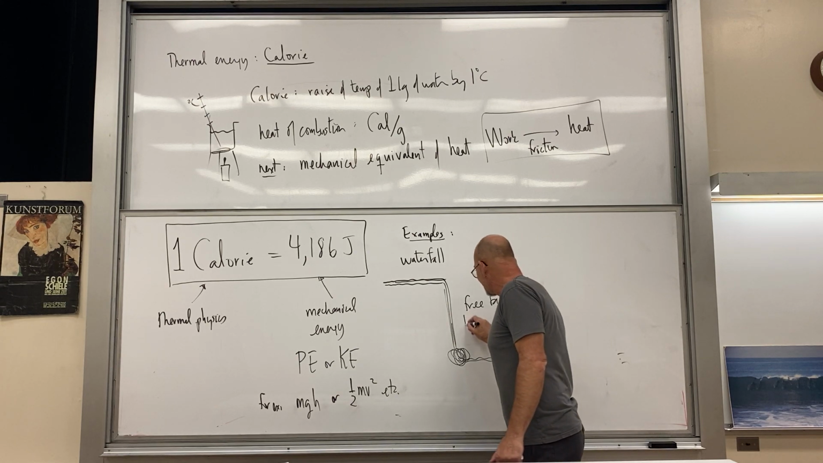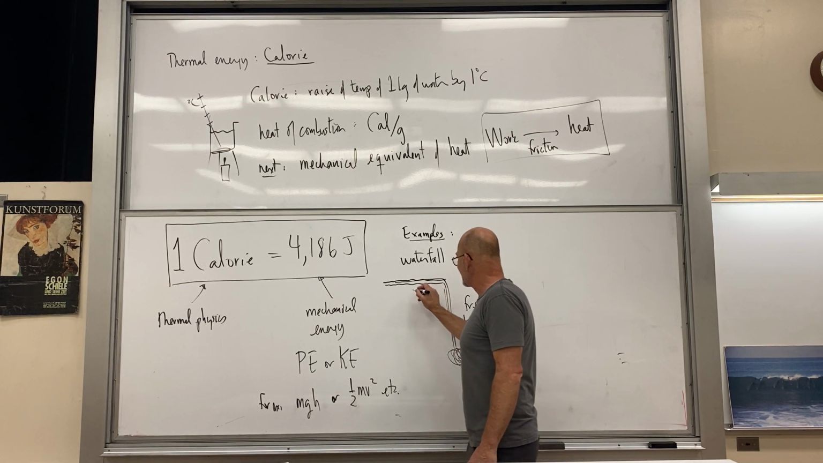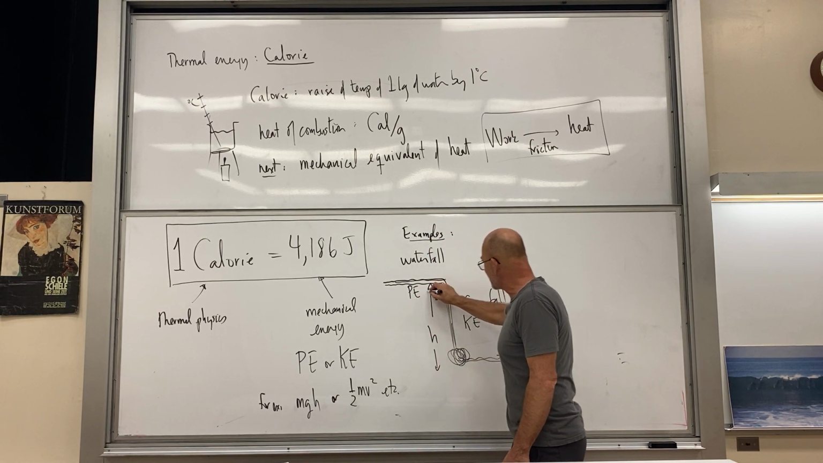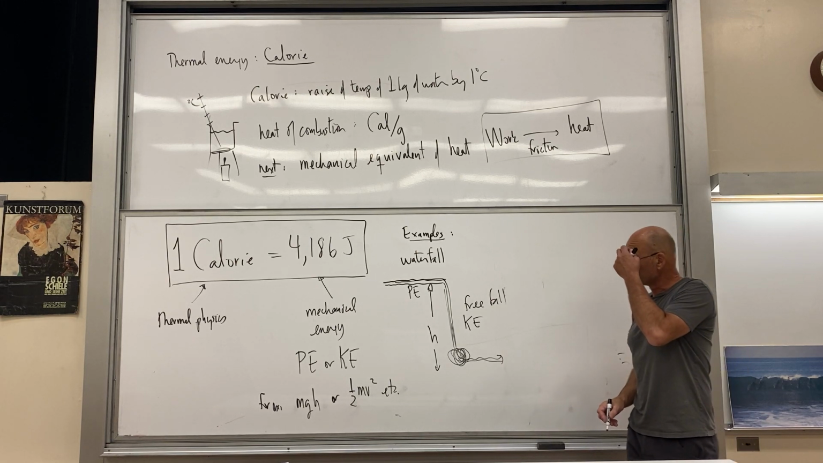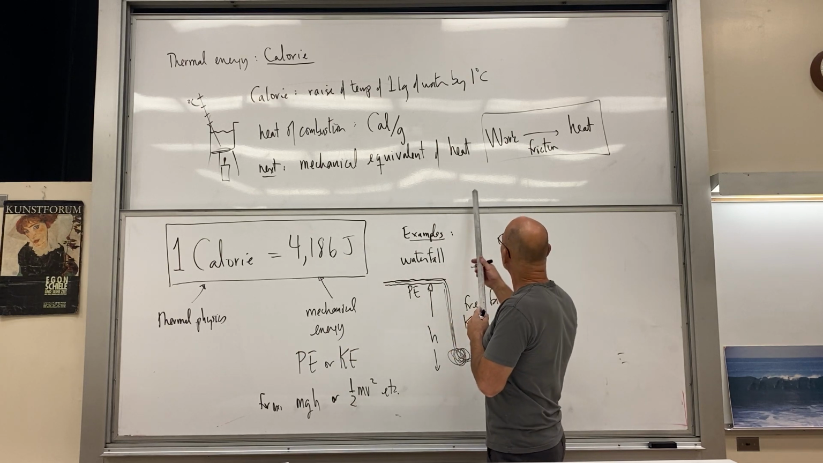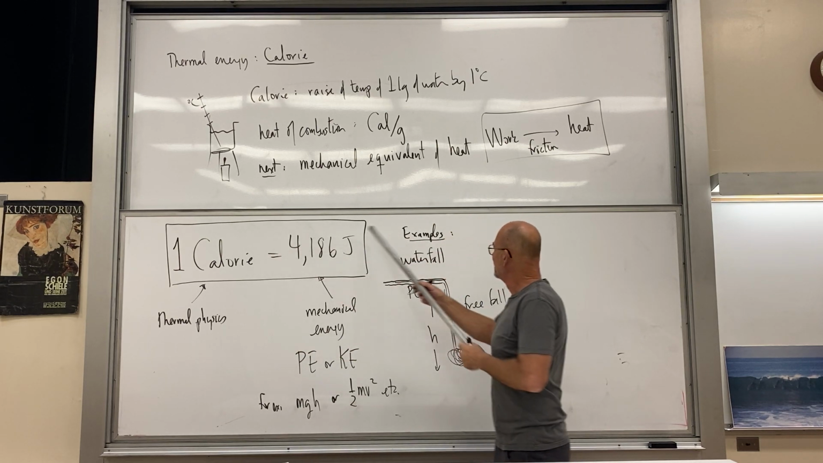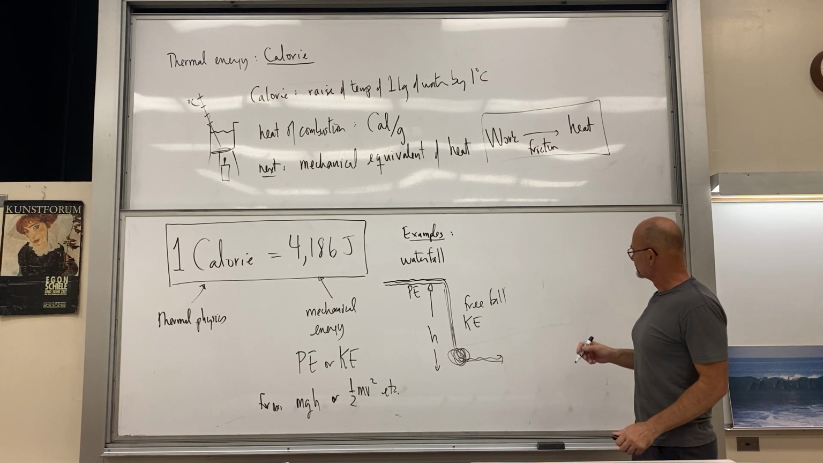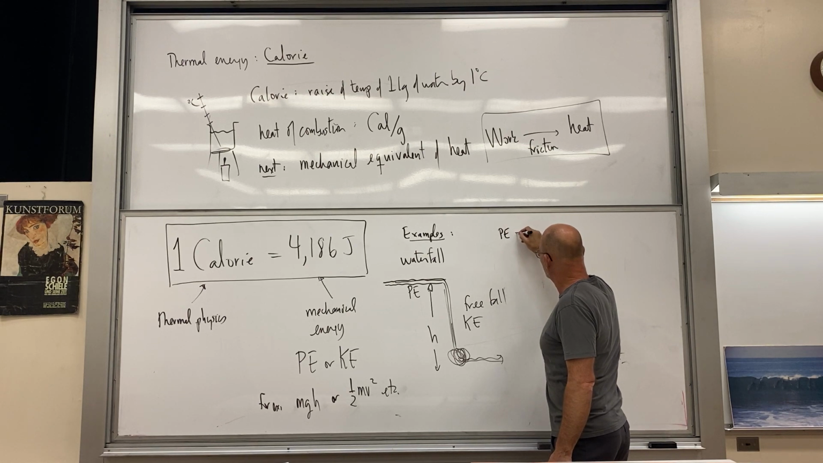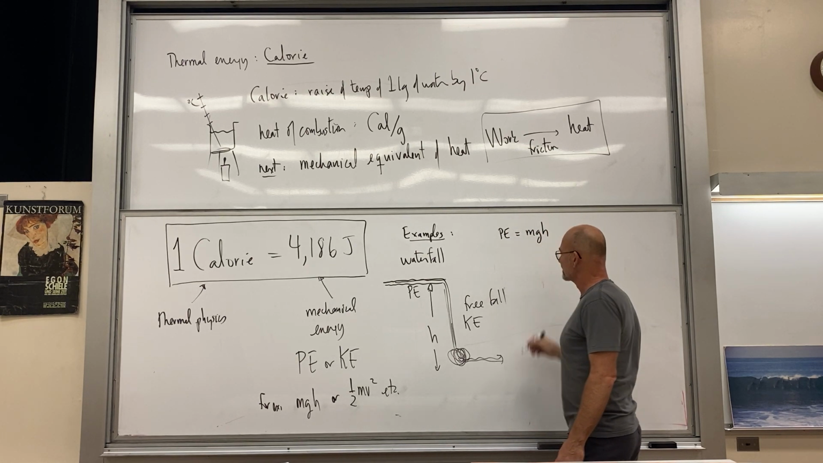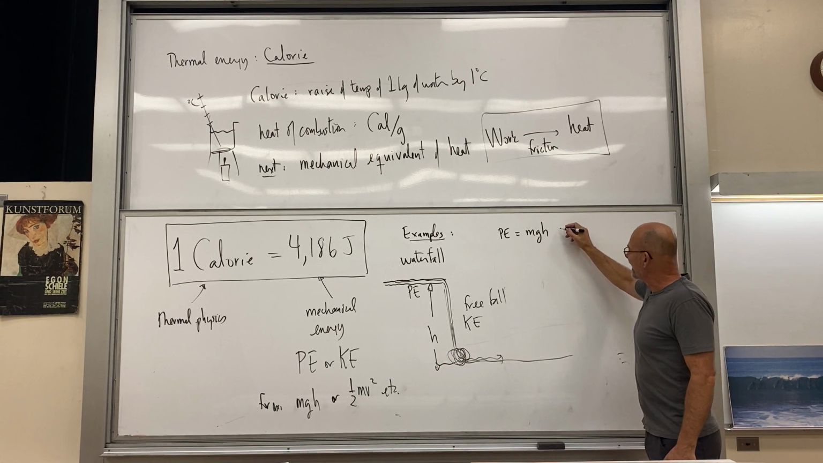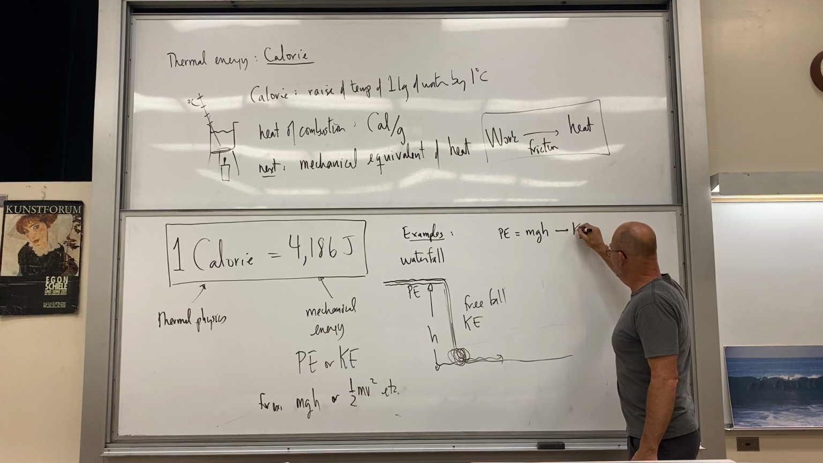And we have kinetic energy here. You can say we have potential energy up here. And of course, we're just going to say the height of the waterfall is h. So we're going to talk about the mechanical equivalent of heat in terms of this waterfall. So we have potential energy equals mgh, okay? Because here's our zero level. And then that gets converted into kinetic energy.